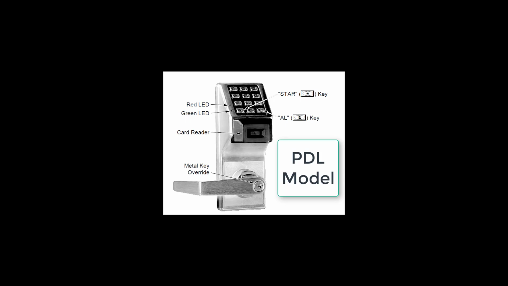The first is the PDL. This model contains a prox reader and a keypad. Please also take note of the red and green LEDs. In addition to the LEDs, a few special keys are noted. They are the star key and the AL key. The AL key is used during the reset procedures.